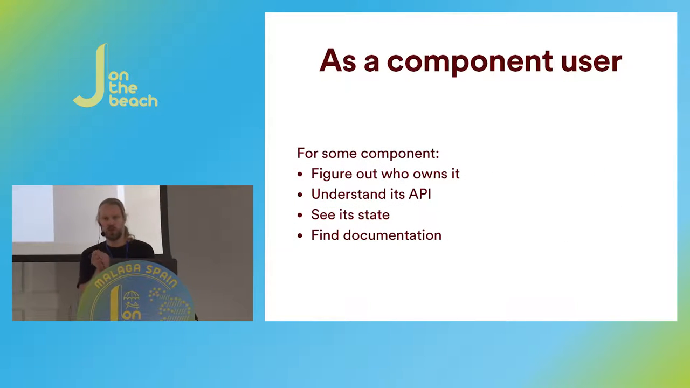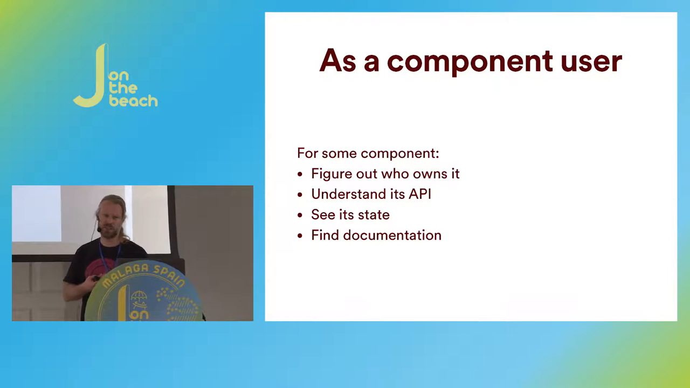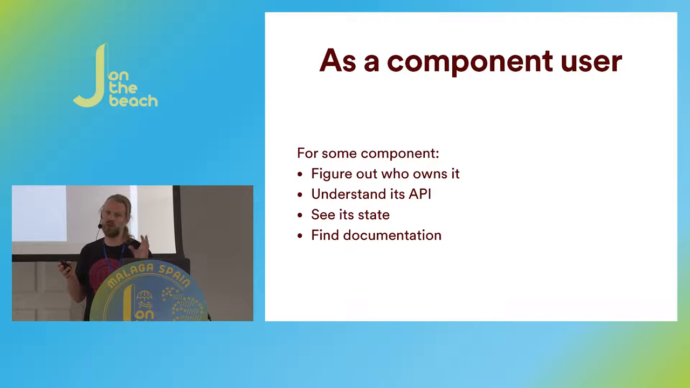Okay, as a user of a component, so I want to use something that I don't own. Here are some of the things that you can do in systems add. You can figure out who owns it, and that turns out to be one of the most important features that people use in systems add. You can understand its API if it's implemented using Apollo, because then we can track that. You can see its state, in the sense of understanding whether there's a current incident ongoing with that component or not, if the owners of the component have given us the information that we need to figure that out. And you can find documentation if the owners have provided that link.